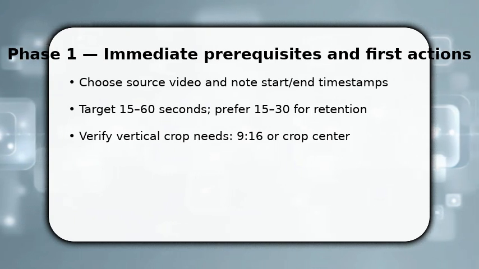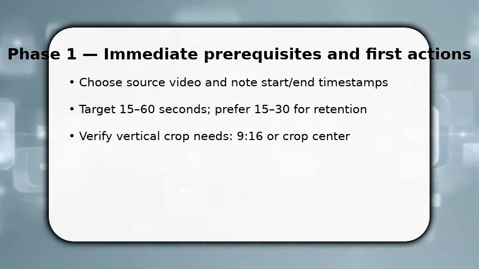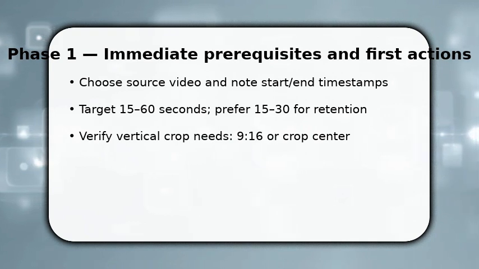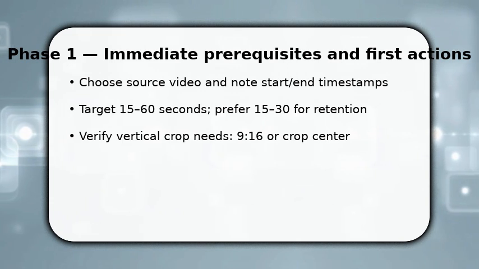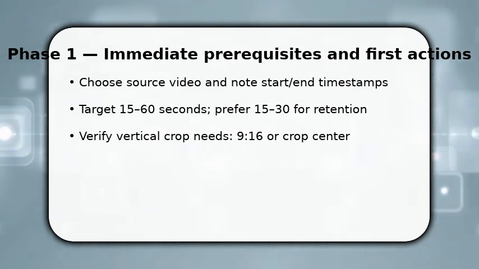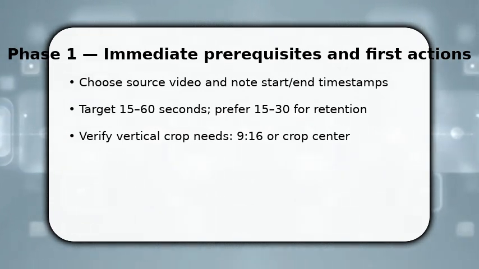Next, decide on framing. If the original is horizontal, plan a 9/16 crop or recompose the frame to keep faces and key action visible. Do this now so editing is straightforward. Don't waste time on trial and error later.